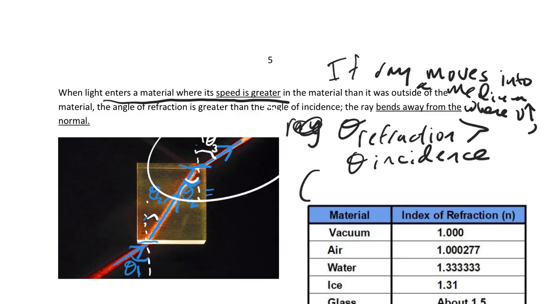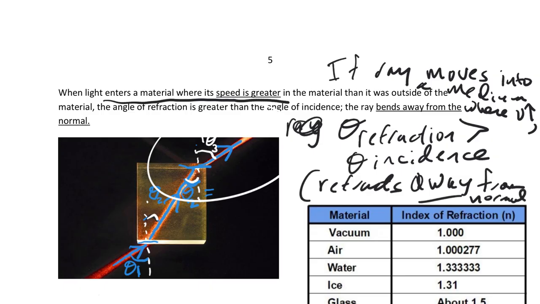In other words, the refracted ray bends away from the normal. So it's just the opposite of what I just said down here, moving from a medium where it can move faster to a medium where it moves slower. It bends towards the normal. But right here, when it moves from a medium where it's moving slower to a medium where it's moving faster, it'll bend away from the normal.